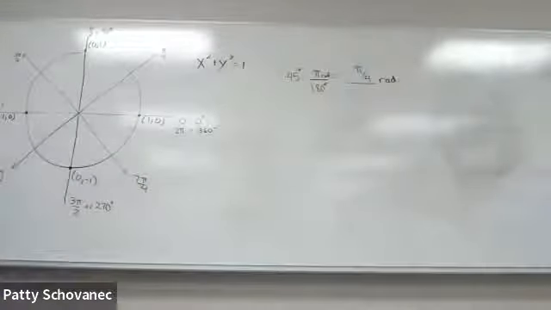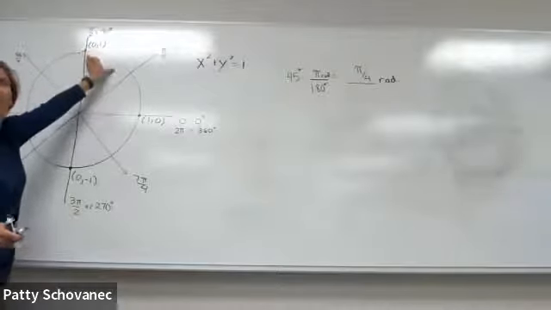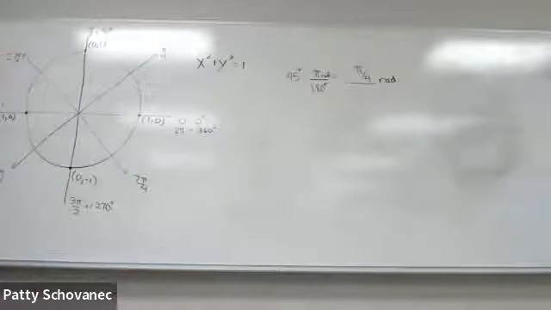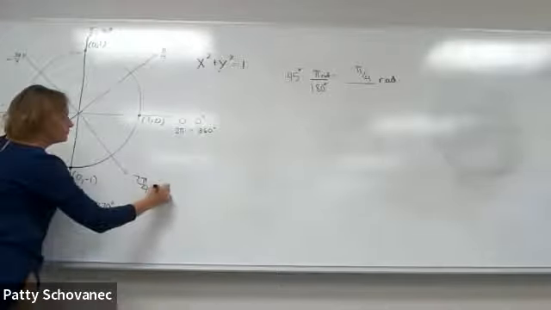Now we can do the same thing with the degrees, keep adding 45. 45 plus 45 is 90. 90 plus 45 is 135. 135 plus another 45 is 180. Here's where the arithmetic gets hard. 180 plus 45 is 225. 225 plus 45 is 270. 270 plus 45 is 315 degrees.